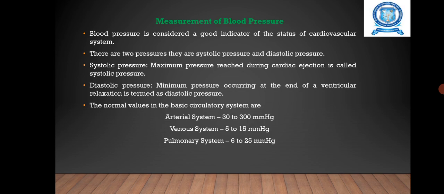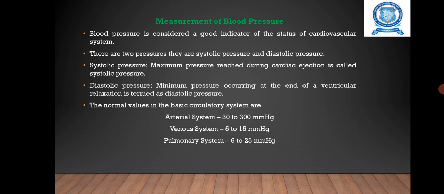There are two pressures: systolic pressure and diastolic pressure. The first one is systolic pressure. The maximum pressure reached during cardiac ejection is called systolic pressure, and the next one is diastolic pressure. That means the minimum pressure occurring at the end of ventricular relaxation is termed diastolic pressure.